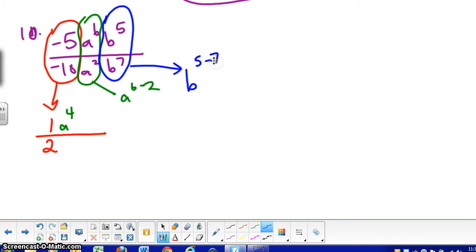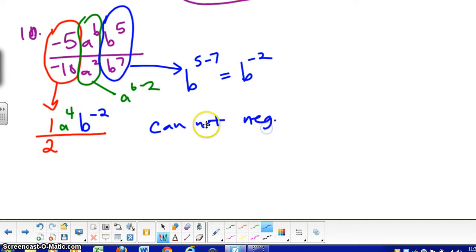Okay, so then when you do the blue one, this may throw you off a little bit, but it's 5 minus 7, which we know is negative 2. Okay, so b to the negative 2 will live right here. All answers when you subtract are going to be in the numerator. Now, let's say, for example, you cannot have negative exponents. Okay, so if you cannot have negative exponents, what effect is that going to have?